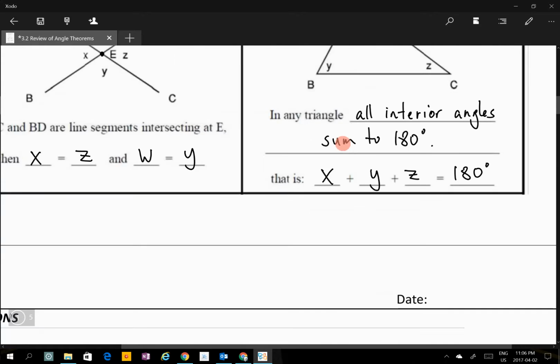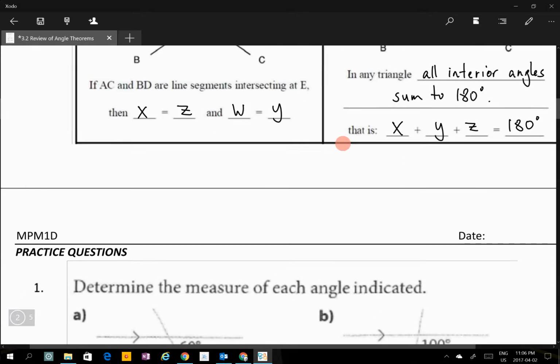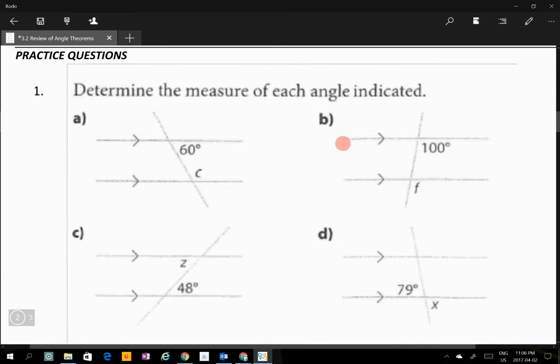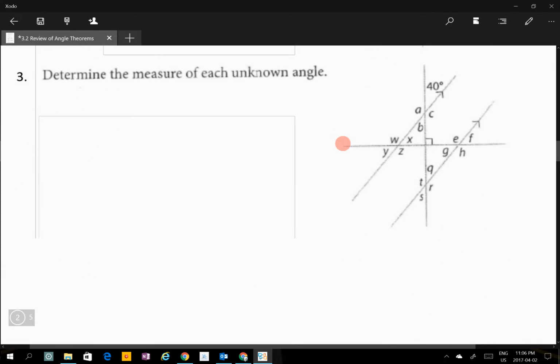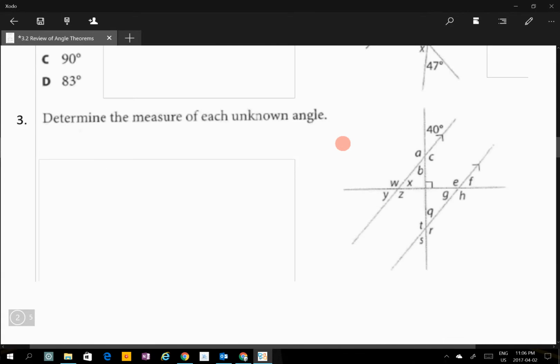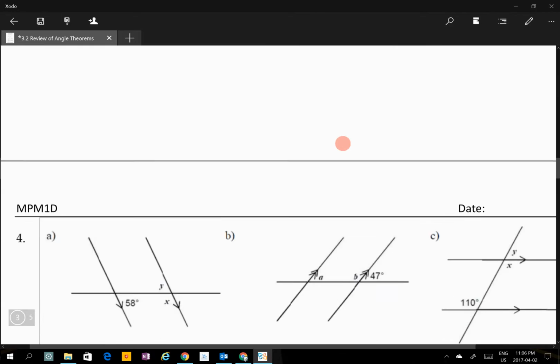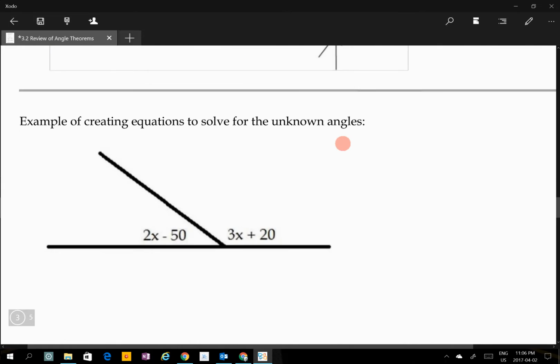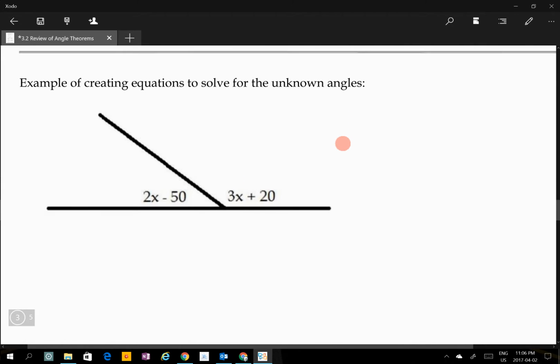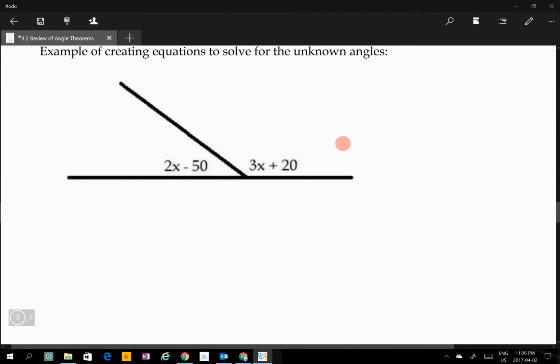I want you to use these angle properties to figure out some practice problems. I have some practice questions for you to do. Before you jump into the practice questions, I just want to show you one example on how to use equations to help you find an unknown value for an angle. So here's an example of creating equations to solve for unknown angles. What you see here is a straight line, and we have another line segment here, dividing these two angles, this one over here and this one over here.